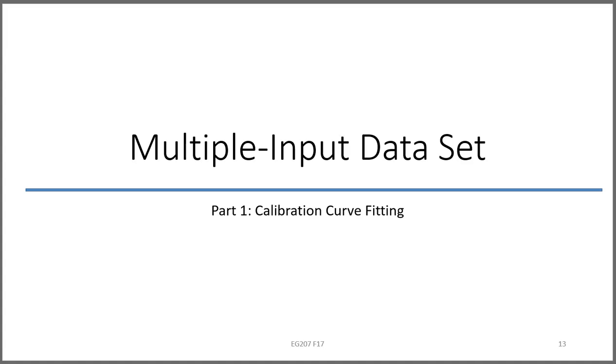Hi everybody. So today we're going to talk about multiple input data sets, and we're going to talk about these in three parts because it's kind of an involved topic, and so we're going to break it down into three videos. In the first part, we're going to talk about how we can generate a calibration curve when we look at a multiple input data set, in order to calibrate an instrument that we might want to use to take some measurements. And then in part two, we're going to look at an example of that process.